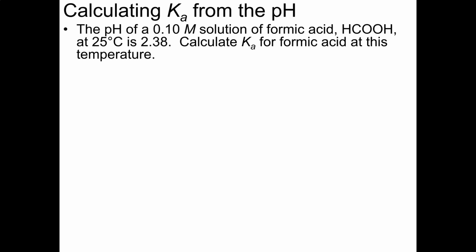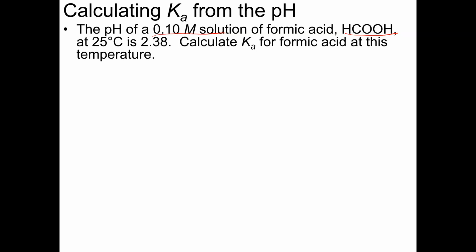All right, calculating Ka from the pH. The pH of a 0.1 molar solution of formic acid at 25 degrees is 2.38. Calculate the Ka for formic acid at this temperature. Okay, this has got a lot going on. You have a single acid, so it looks like it's a type 1 question, right? Because you just have a concentration, you're not adding a base to this acid and neutralizing it. So right now we're thinking type 1.